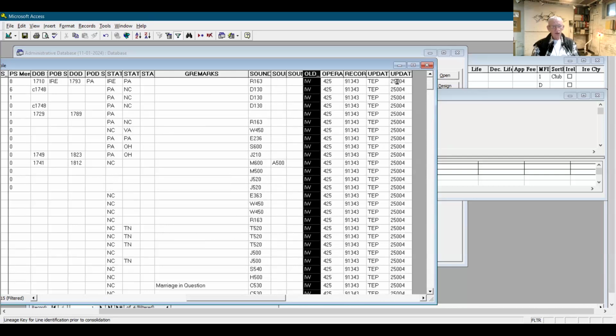The next 4 columns are concerning who put the first entry in and if there have been any changes. You see, I've been working on this, and 425 happens to be my PS number. I sometimes use that, sometimes I use my initials. And the date is a Julian date: two numbers for the year. This is 1991, and the entries were made on the 343rd day of the year.